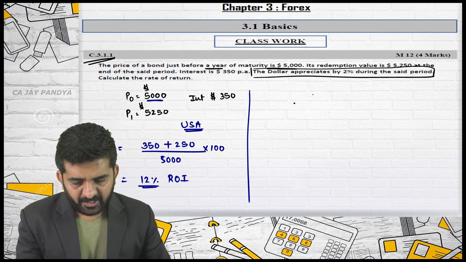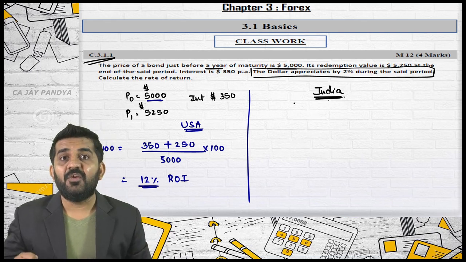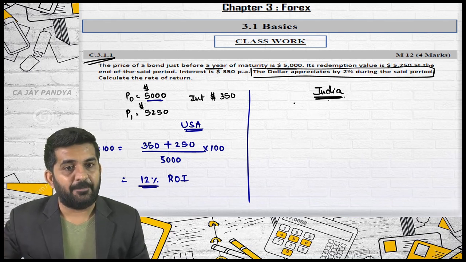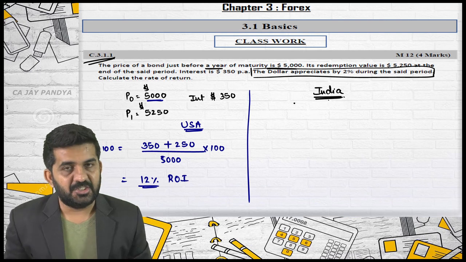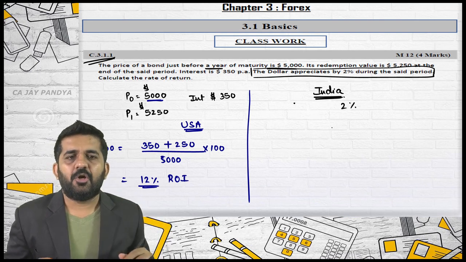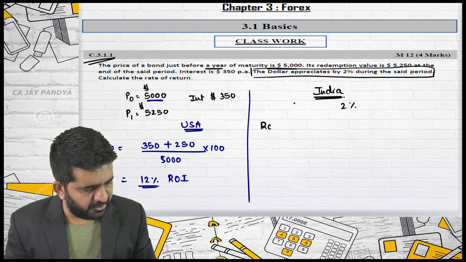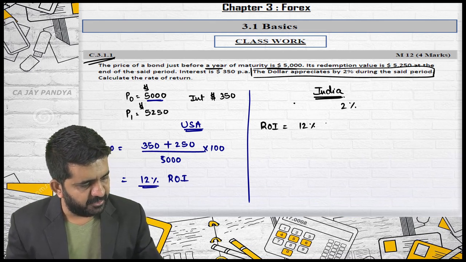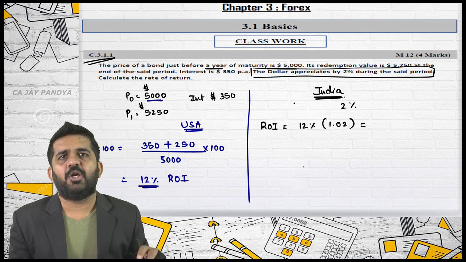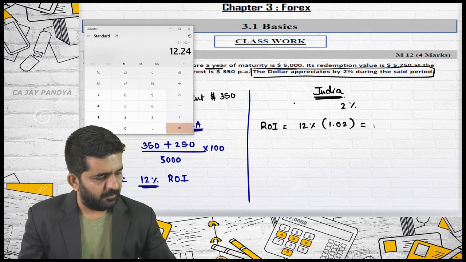But if you are in India, then if dollar appreciates, then your return will change. Is it all right? How much has the dollar appreciated? 2%. Believe me, your return will also increase by 2%. That is, your return on investment will become 12% into 1.02. I have added this 2%. You can do in your calculator 12 plus 2% also. Is it alright? 12 into 1.02 is 12.24.